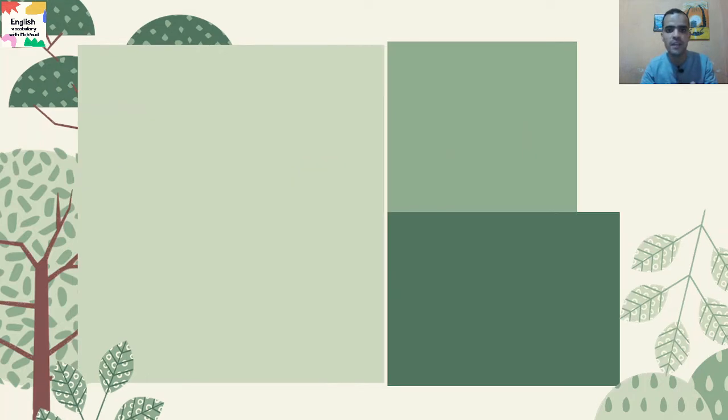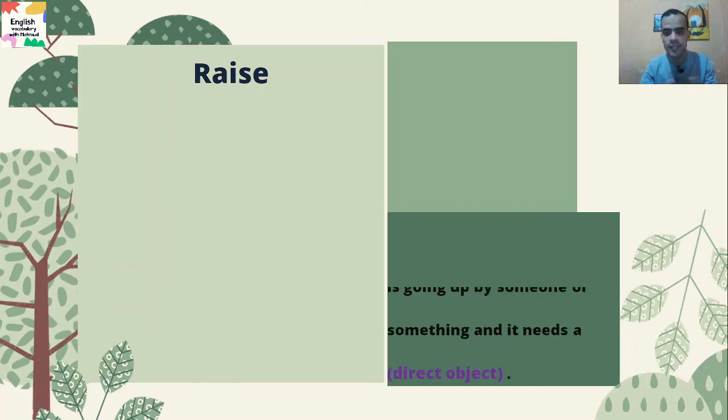Okay, let's see them. First, let's start with the first one, that is raise. Raise is pronounced with an A and an I in the middle. Let's see the meaning of the word. Raise means that something is going up, moving up by someone or something. So with raise, there must be someone or something, an object could be, that applies a power or a certain action to make a thing go up.